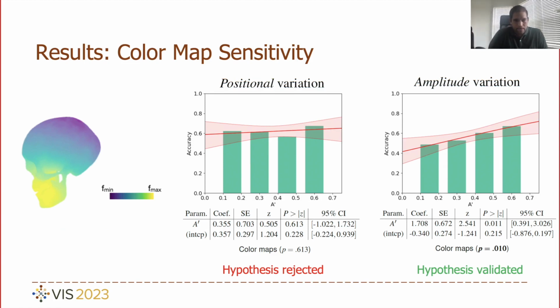Now, for color map visualization, our observation validated our hypothesis that it is sensitive to the amplitude variation, whereas our hypothesis regarding positional variation was rejected, where we can see that color maps are not sensitive to position, as we can observe through the flat line as well as through the high p-value.